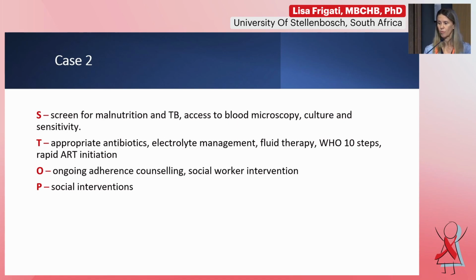We need to screen for, we need to be able to have access to blood cultures. We need appropriate antibiotics. Sometimes our first line antibiotics are just not appropriate. This child needed specific attention to electrolyte management and fluid replacement, the WHO 10 steps for managing malnutrition.